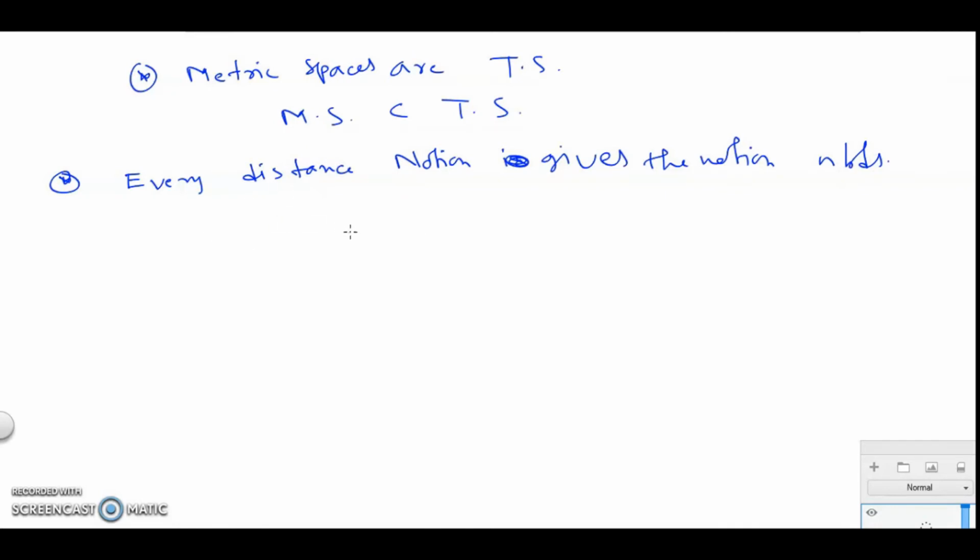Suppose this is a point, and suppose you take a distance up to this much from it. From that point I am taking the same distance all around, the whole surrounding area. Now suppose this whole thing is a district and this is a particular place. So I can say that this whole district is a neighborhood of this particular place.